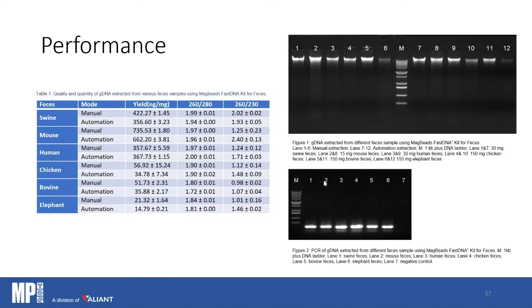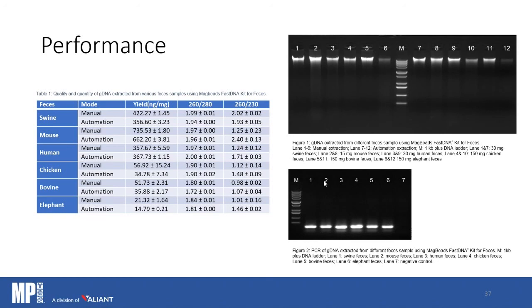Let's look at the performance of this kit. It has been tested against different animal species using manual and automated extractions. Based on Table 1, we can see that DNA yield from swine, mouse, and human are higher than those from chicken, bovine, and elephant. This is related to the biomass content of the feces sample.